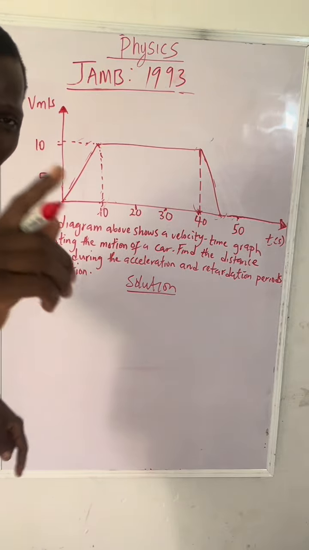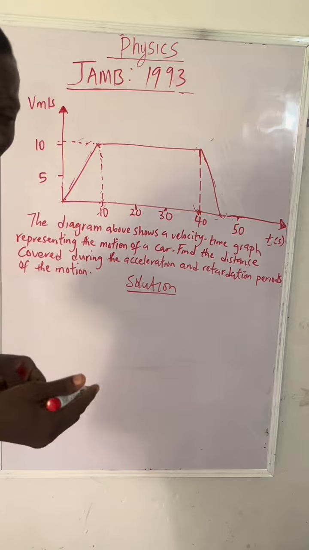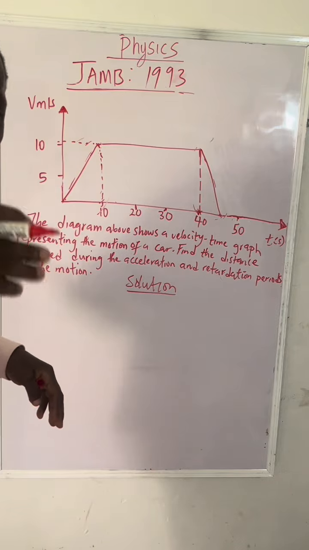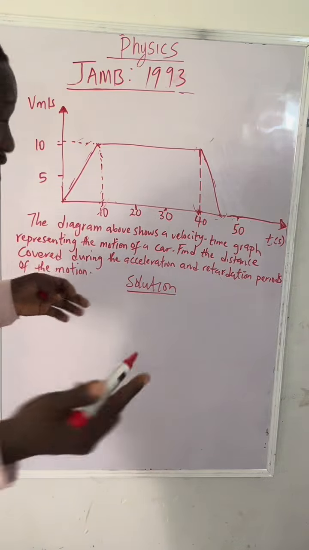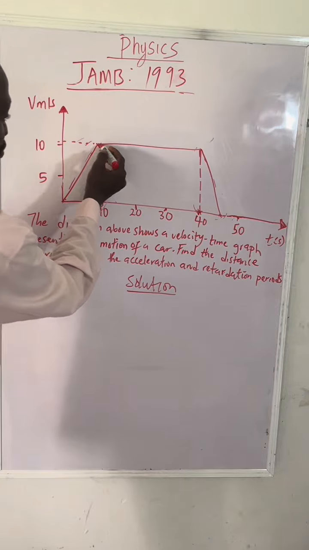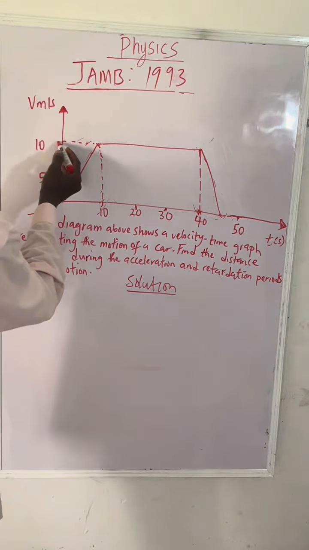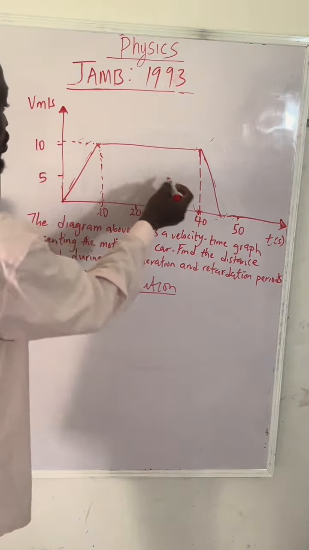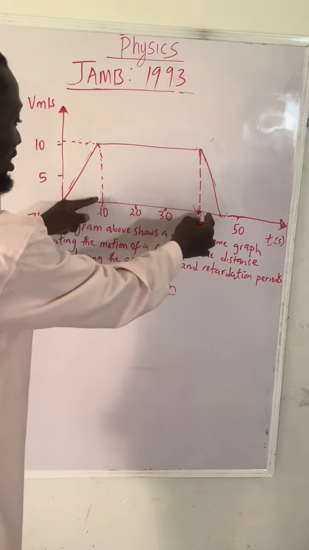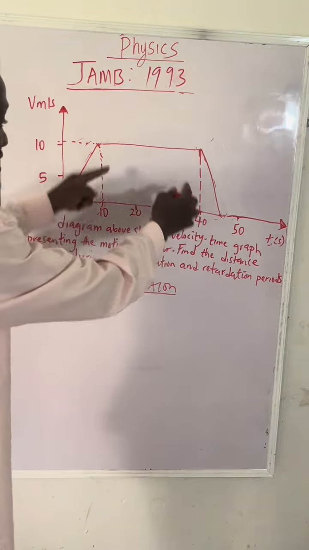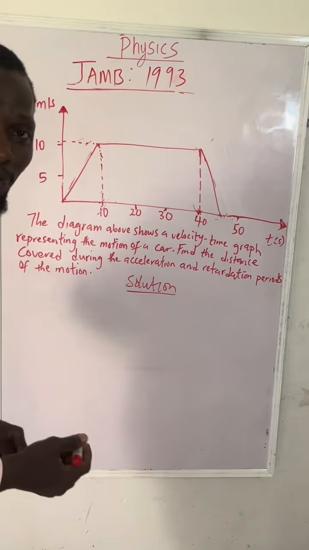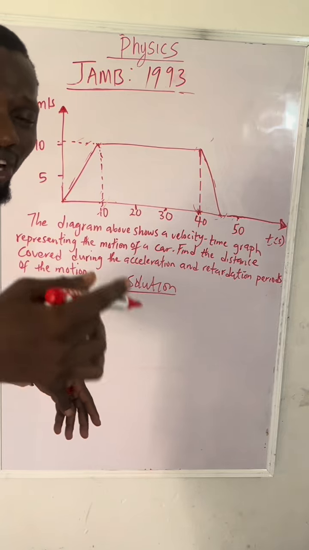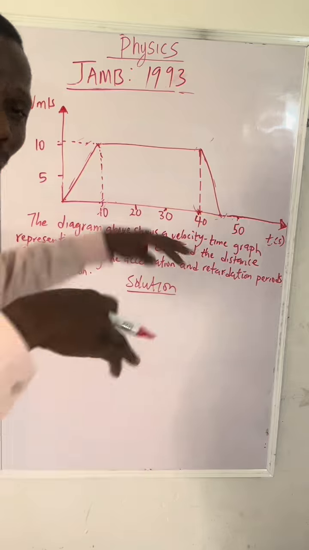Now, one more thing that the question did not ask. What if the question says during the constant velocity? What is the distance covered when the velocity is constant? Look at this from here to here. The velocity remains 10. You can see the velocity is not going up; it remains constant. So the shape that is formed during the constant velocity is this rectangle. And that area will give you the distance traveled during the constant velocity. But the question did not ask.